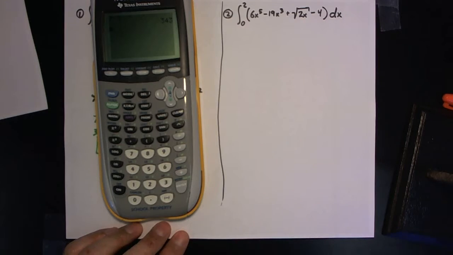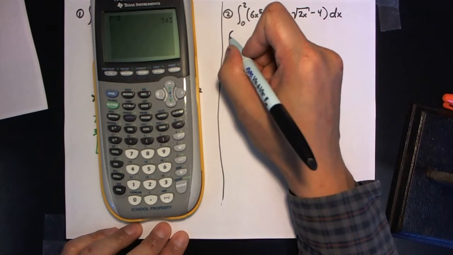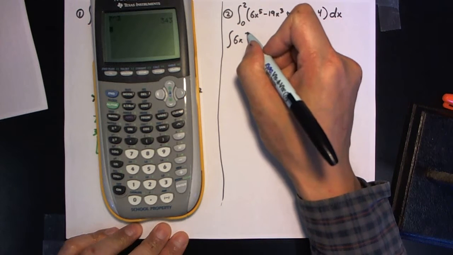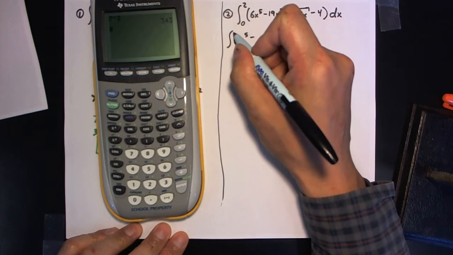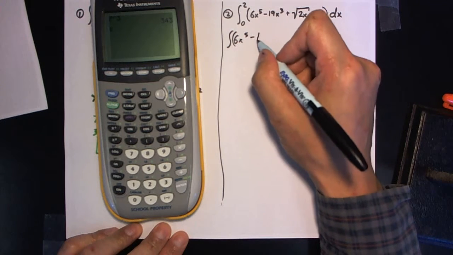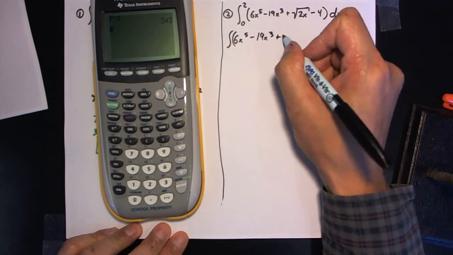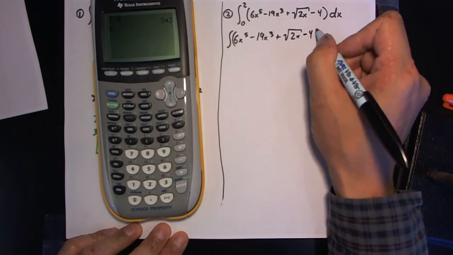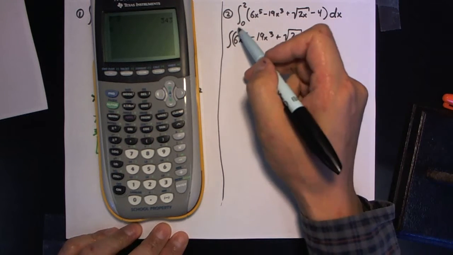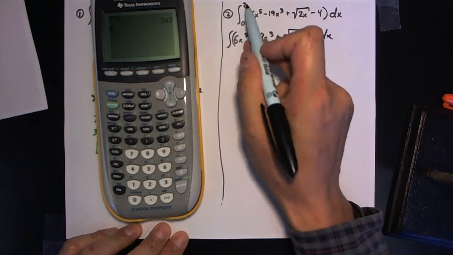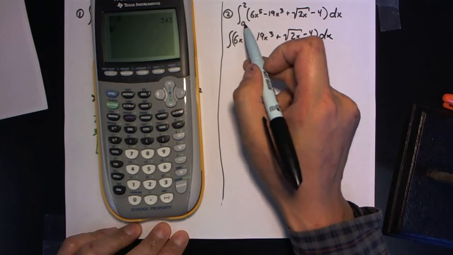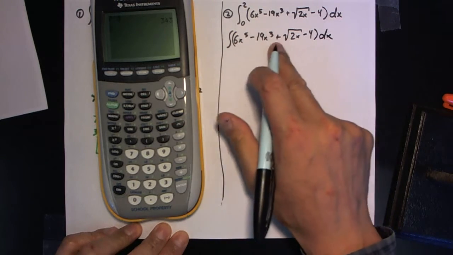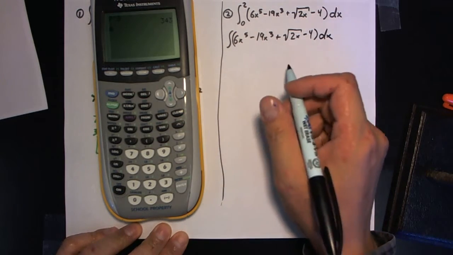Alright, if we start with this, then we need the indefinite integral of 6x to the 5th minus 19x cubed plus square root of 2x minus 4 dx. Okay, so all I did is I chucked away the boundary values for now. Okay, we got 4 different functions added or subtracted from each other.